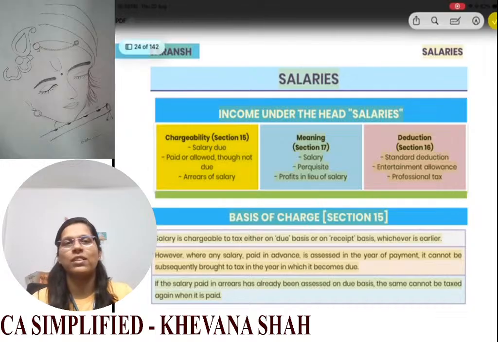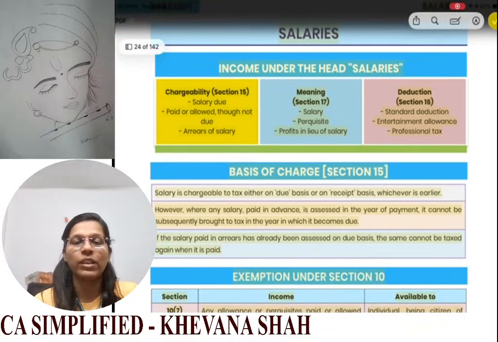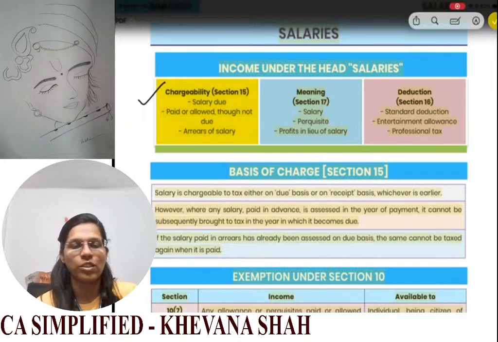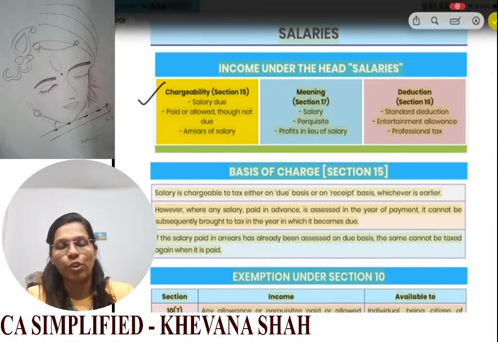Now we come to the next chapter, which is salaries. So what are the incomes that come under the head of salaries? Okay. So first here we have section 15, which is your chargeability section. It says that salary is considered as due whether it is paid or allowed though not due, and arrears of salary. So all these things are included in your salary.